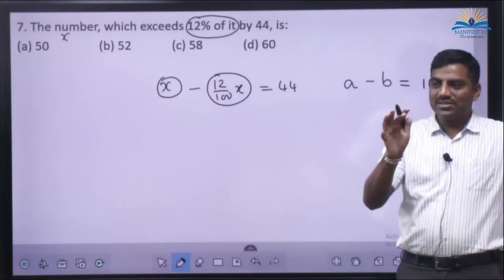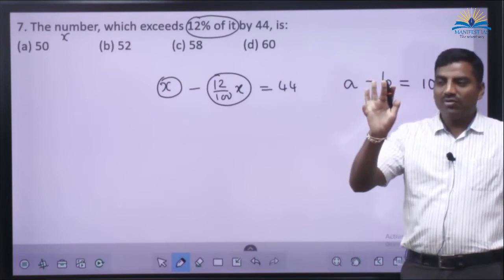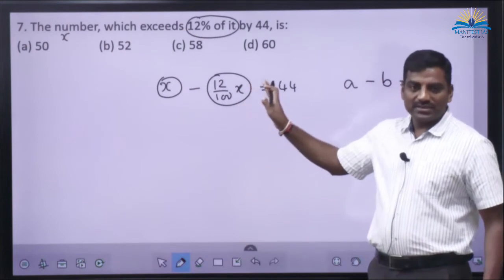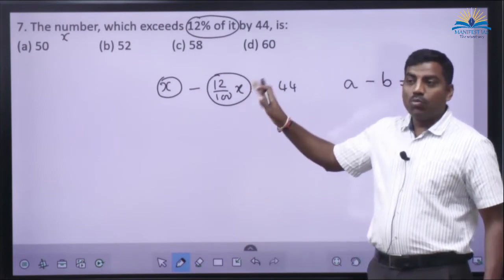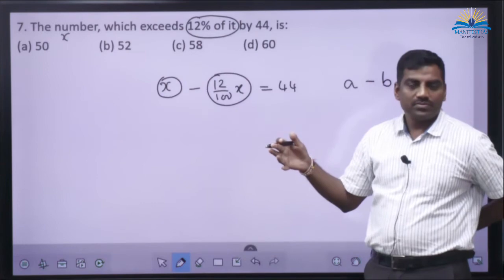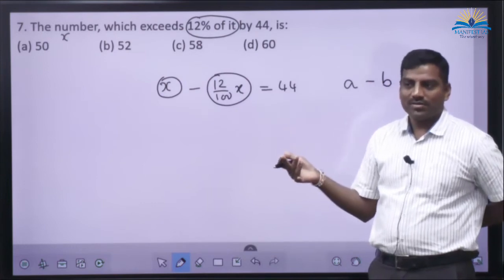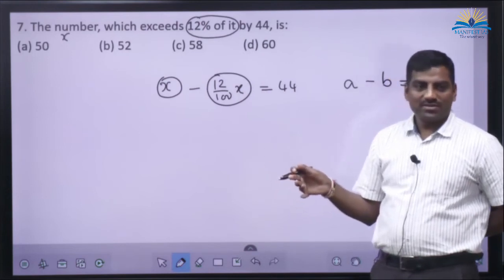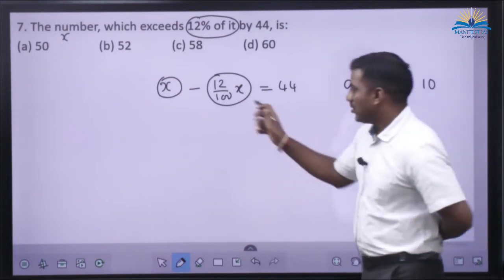X exceeds means X is more, no? And we are comparing to what? 12 by 100 X. And it is more by how much? 44. When you get the answer, you will be surprised what you are comparing actually. Okay, solve this.